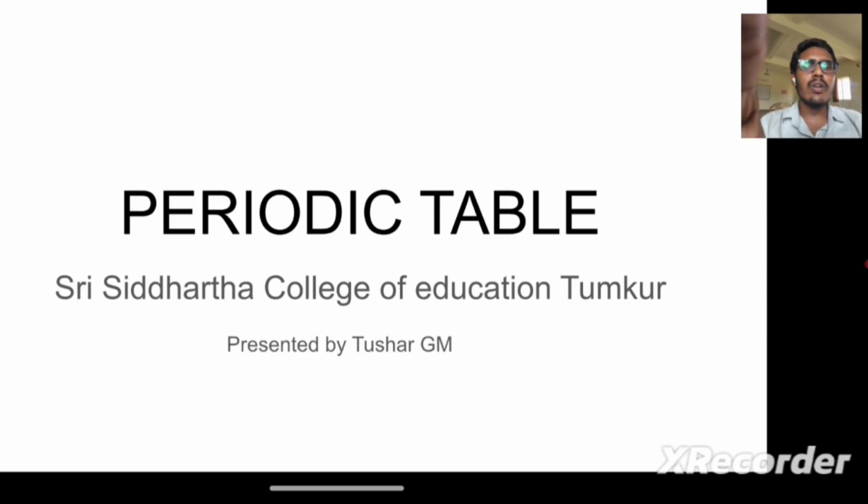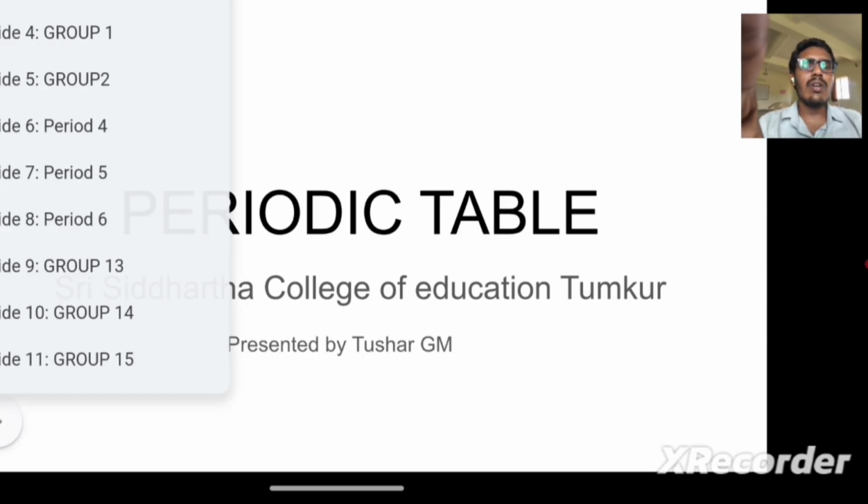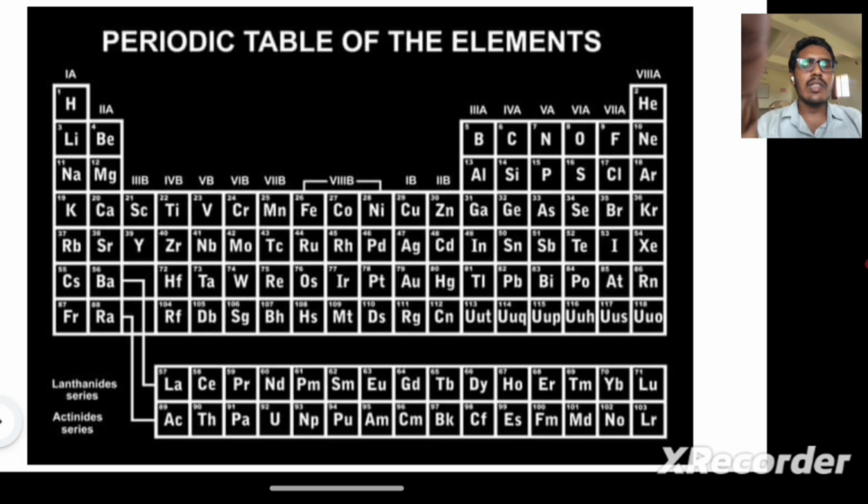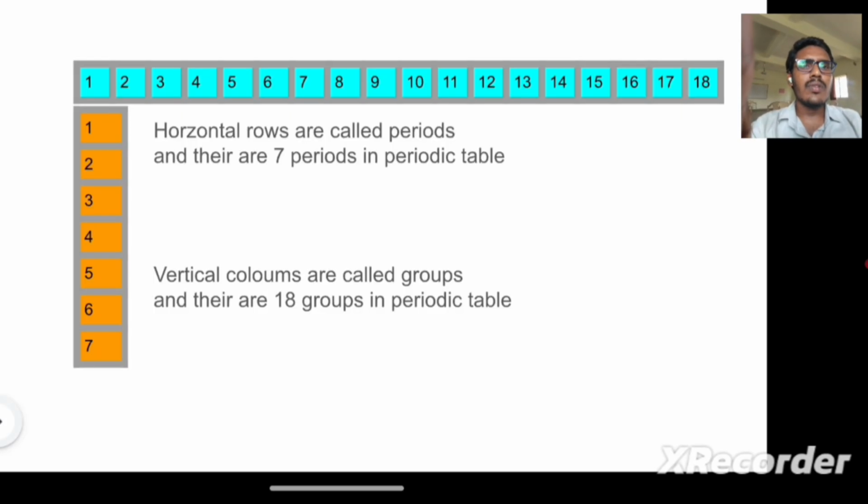Before we get into the periodic table, let us have a look at how a periodic table looks. There are vertical columns called groups and horizontal rows called periods in this periodic table. So let's learn about them first, and then let's get back to this slide to understand the different elements in the periodic table.